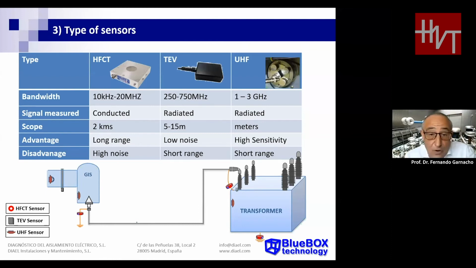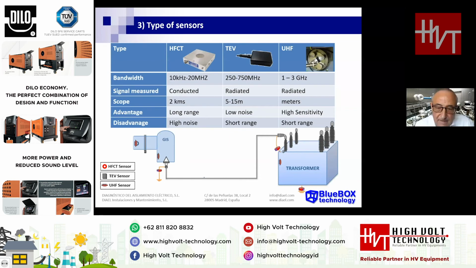And we can also use other sensors like the TEV sensor, or the ultra high frequency sensor, which work in the frequency range of several hundred megahertz up to gigahertz. But with these sensors we have a shorter scope to measure, around several meters or several tens of meters, no more.